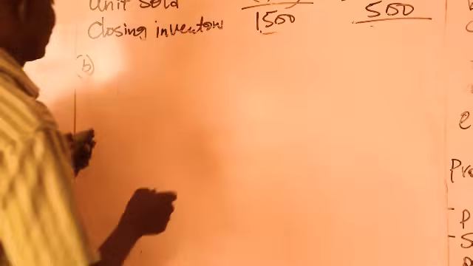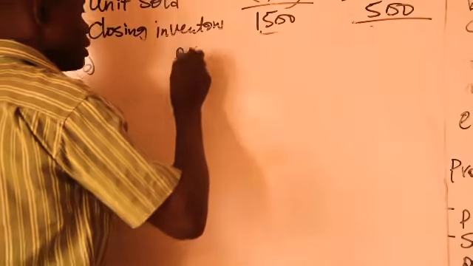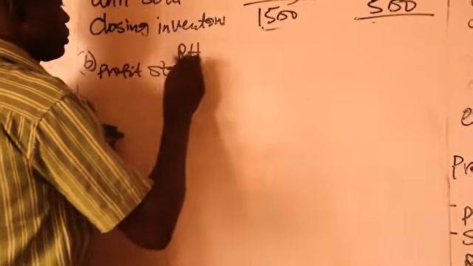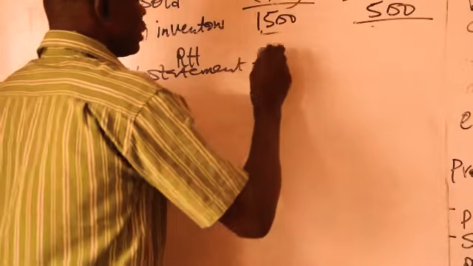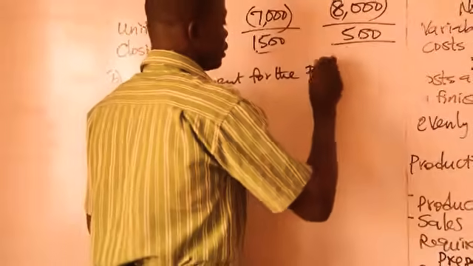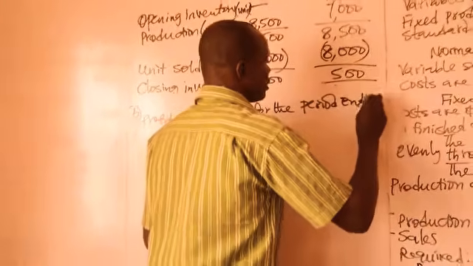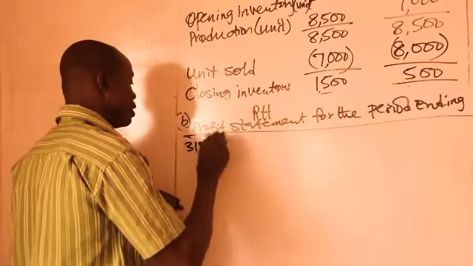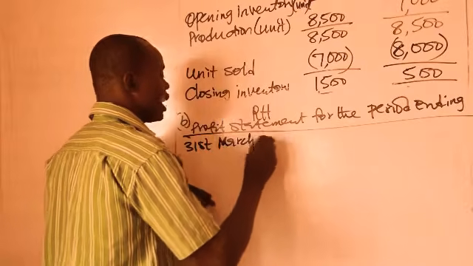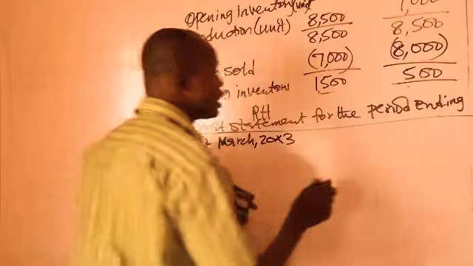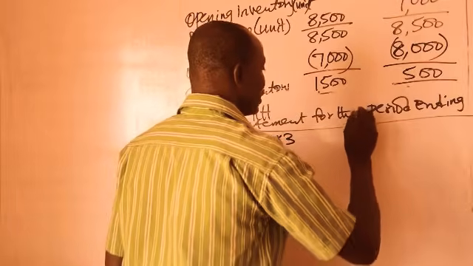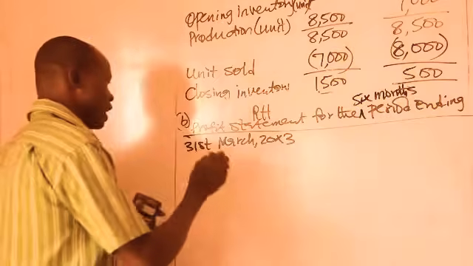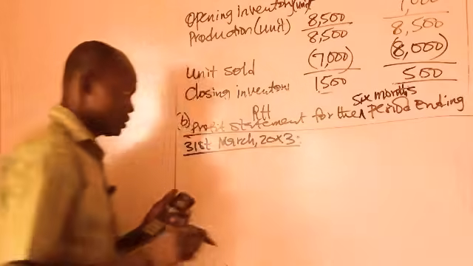So, profit statement in line with absorption costing. Our profit statement for the period ending, you want to prepare for the 6 months ending 31st March 20x3.